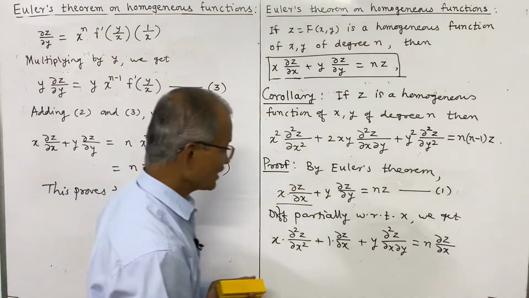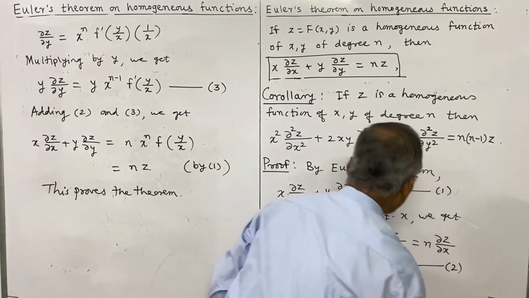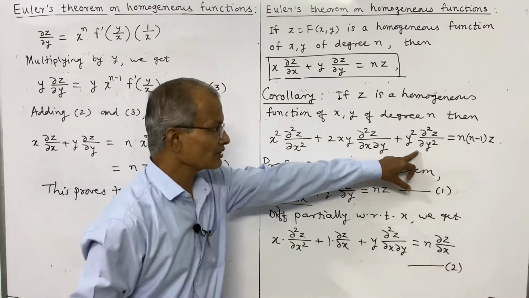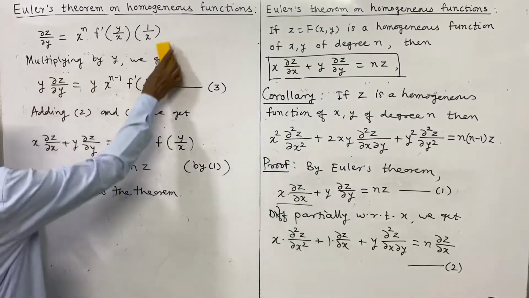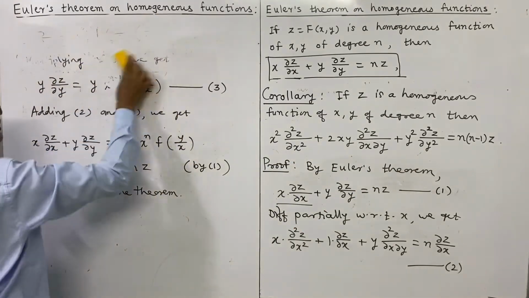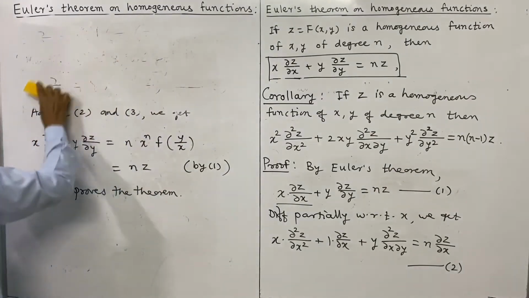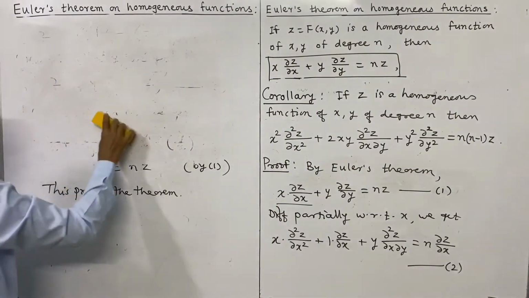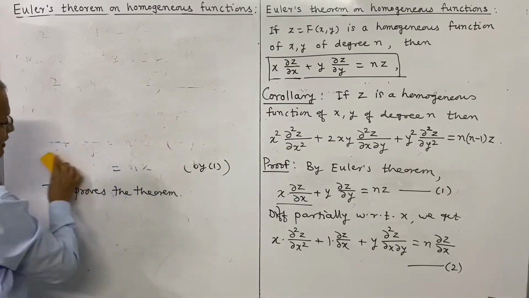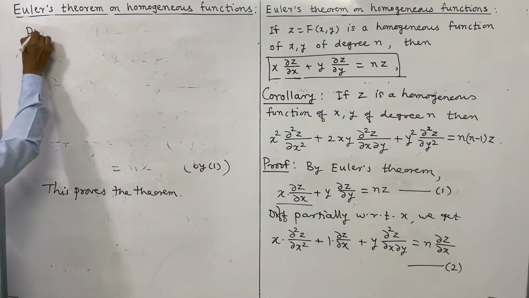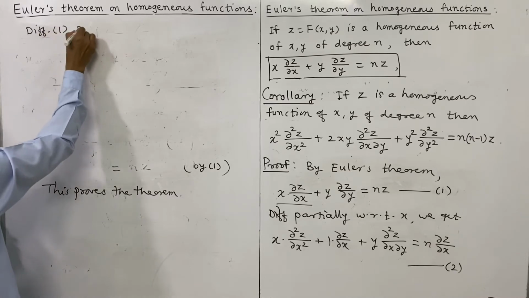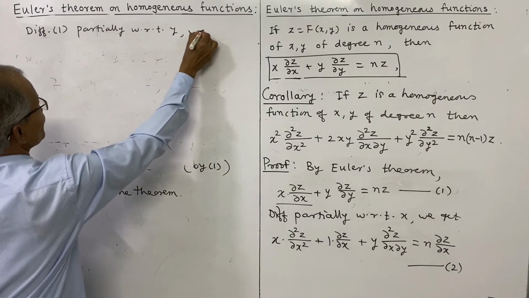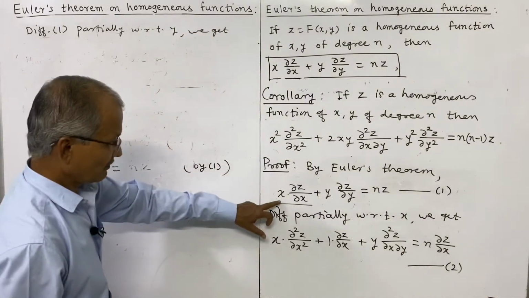Now I shall call this second. Differentiate 1 partially with respect to y, because we also need the term ∂²z/∂y². So we differentiate 1 partially with respect to y and see what result we get. Differentiating 1 partially with respect to y, we get, see the first term.